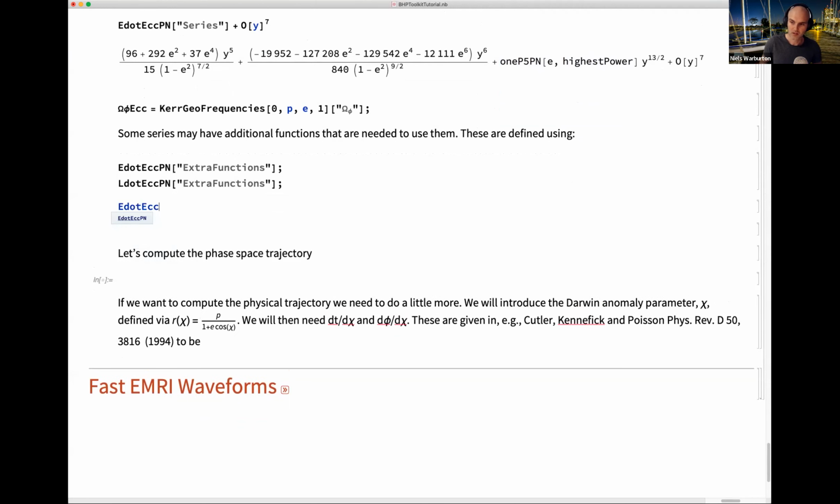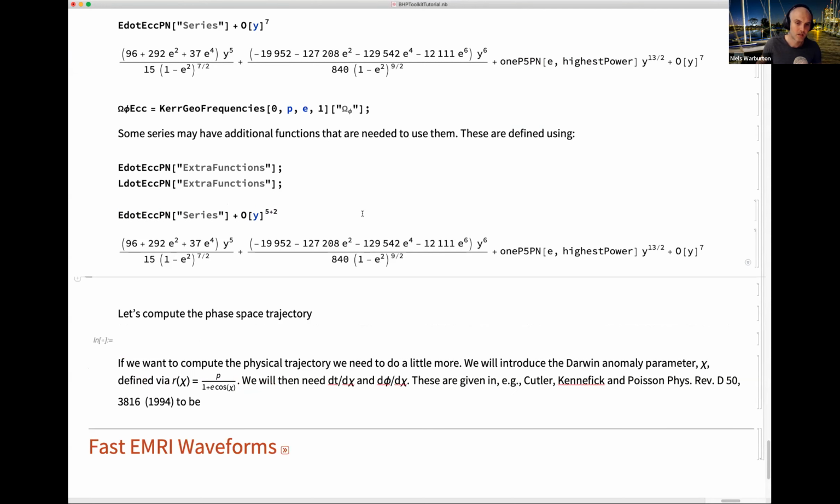Okay, so now if we take a look at the PN series, I'm going to define it in the following way. It's going to be useful, see why in a moment. So there's the series. This function has been defined, but it's still not evaluating. The reason is that there's actually a hold stopping this function being evaluated, because often you want to look at the series without that happening.